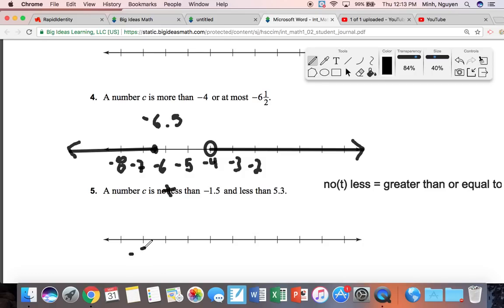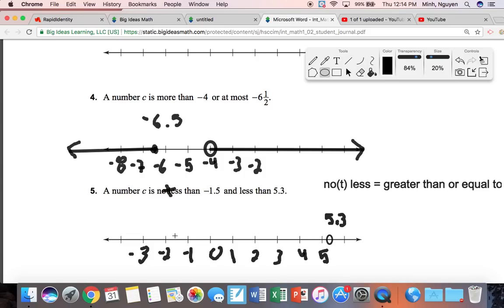So -3, -2, -1, 0, 1, 2, 3, 4, 5, 5 1/3. You can label it yourself. 5.3. Let's say it's right there. Less than means it's an empty circle. Oh boy, pretend I have to make an empty circle. I'm actually going to make it smaller to make it realistic. 5.3. How about there?